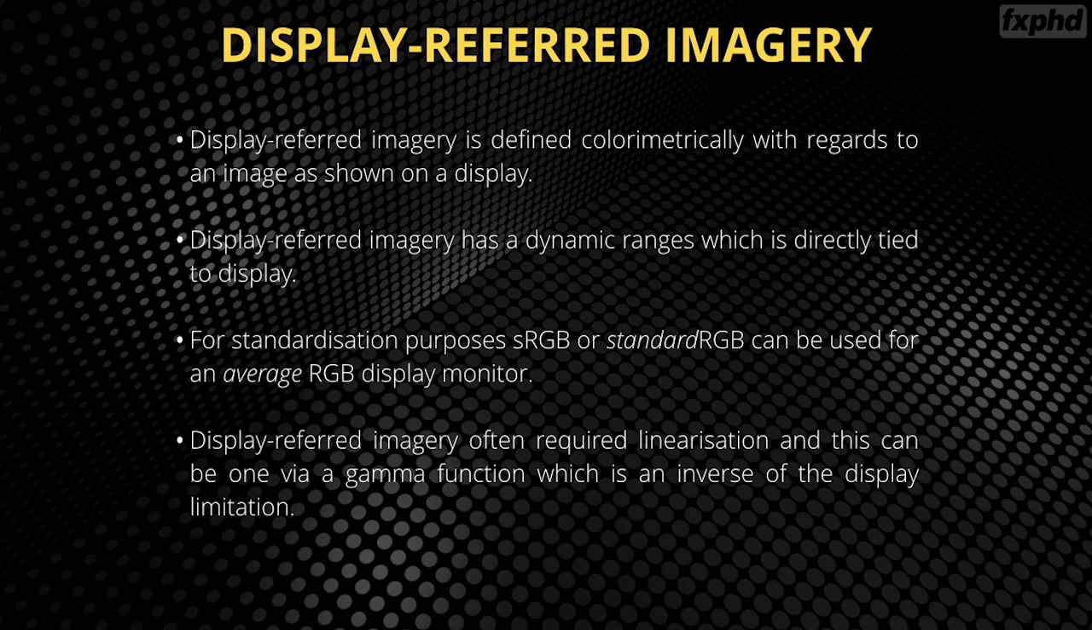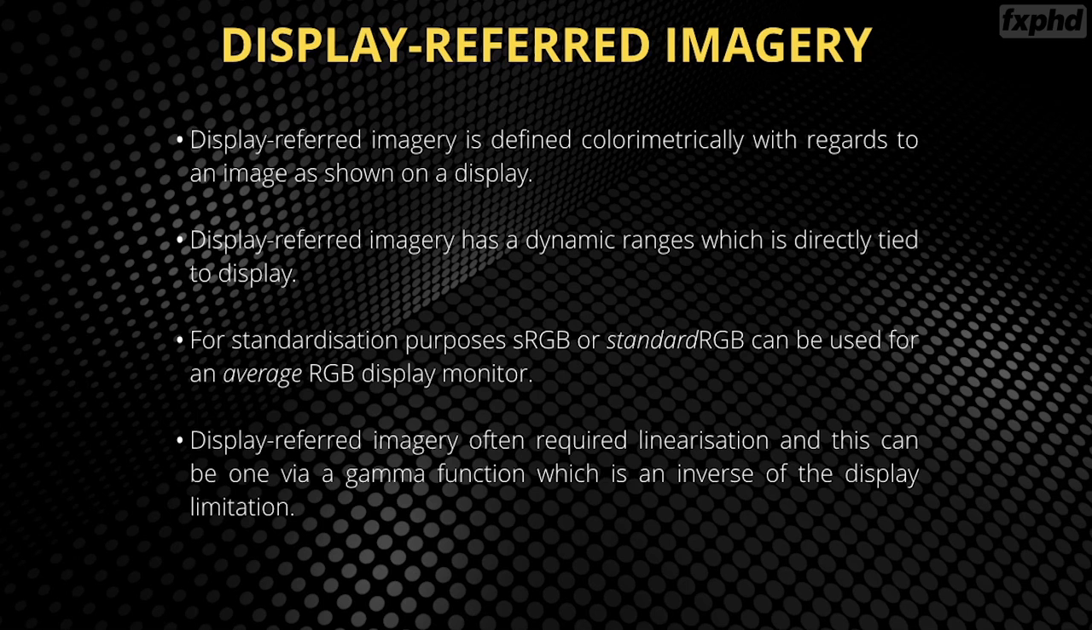So a cinema screen will have a different setup to a monitor, and a broadcast monitor will have a different setup from your TV at home, for instance. So it's specifically designed to give you the best viewing information of color for that display. Now for standardization purposes, sRGB, or what's known as standard RGB, can be used for an average RGB display monitor. So this is what we're talking about when we discuss Gamma 2.2. sRGB and Gamma 2.2, they're not exactly the same. The curves are very slightly different for the Gamma, but it's near enough.